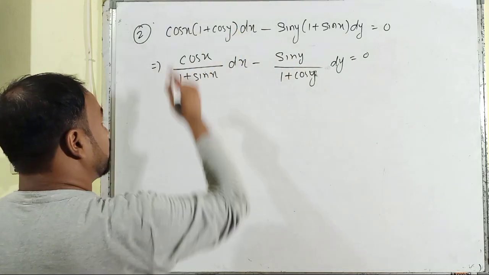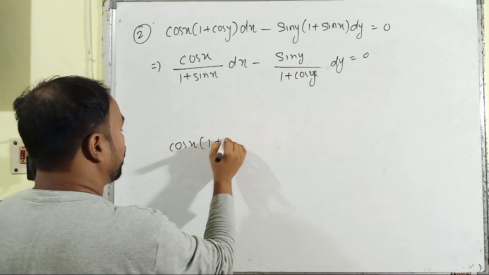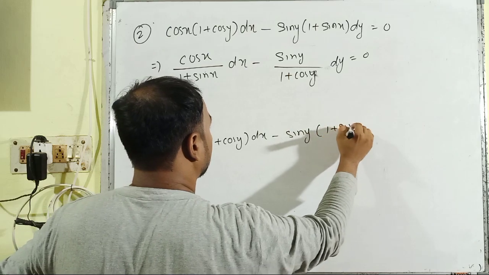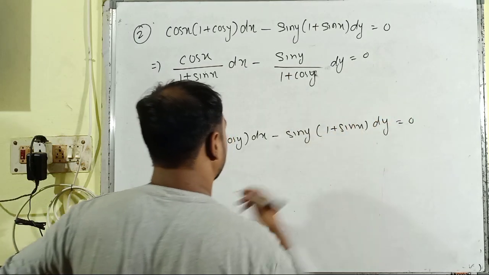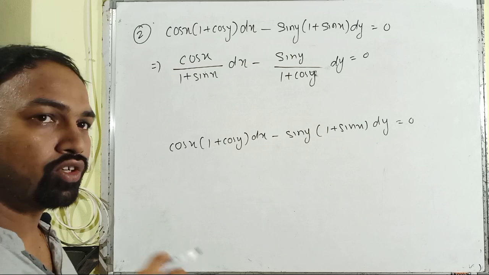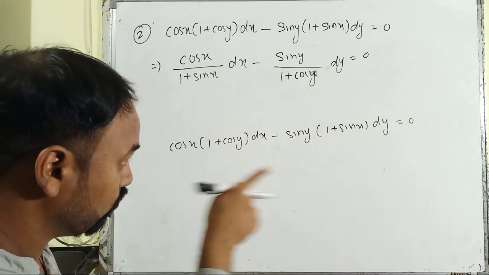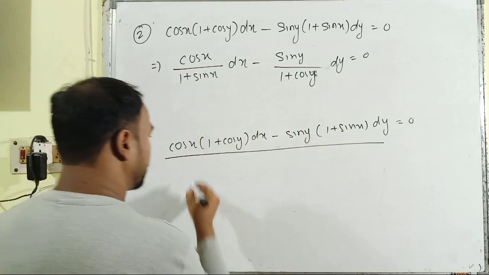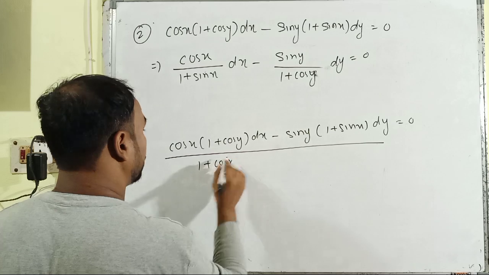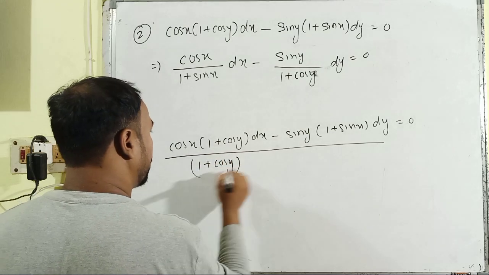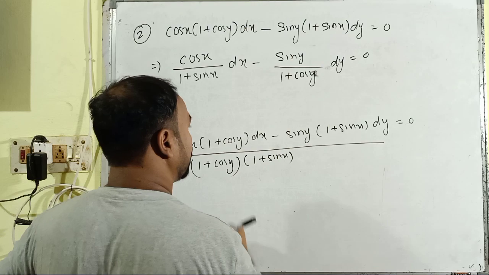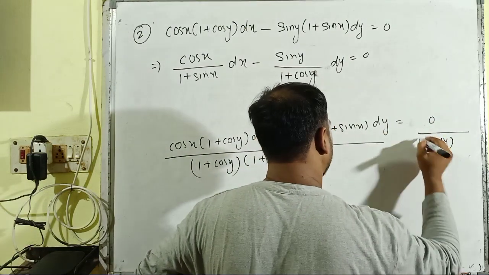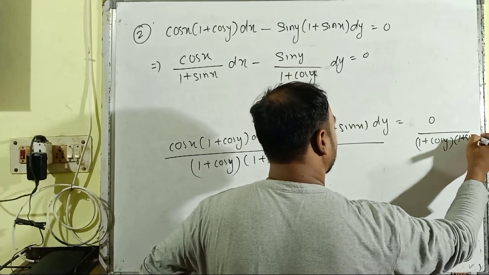How it comes from this equation, let us see. cos x (1 plus cos y) dx minus sin y (1 plus sin x) dy is equal to 0. Let us divide 1 plus cos y and 1 plus sin x to both sides of the above equation. That means we have to divide this side by 1 plus cos y and 1 plus sin x, and also similarly in the right hand side we have to divide by 1 plus cos y multiplied with 1 plus sin x.